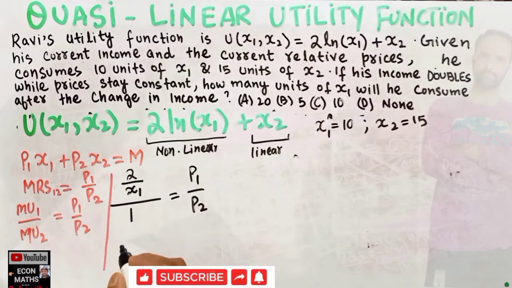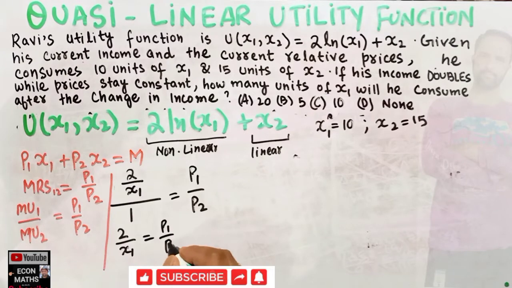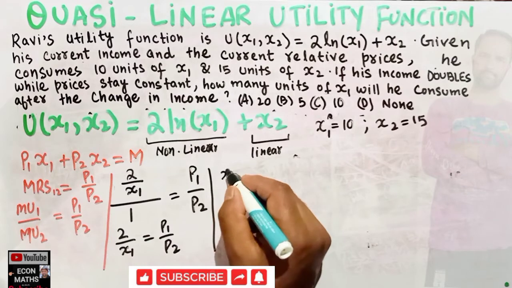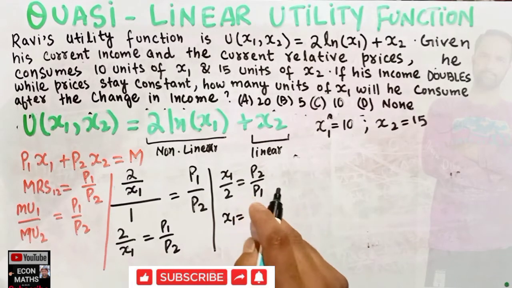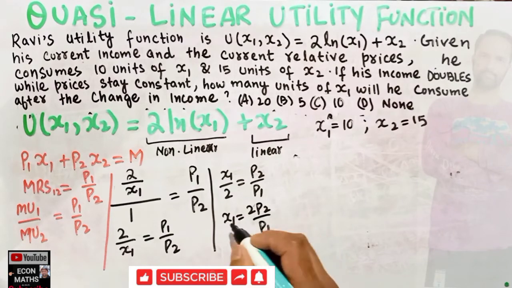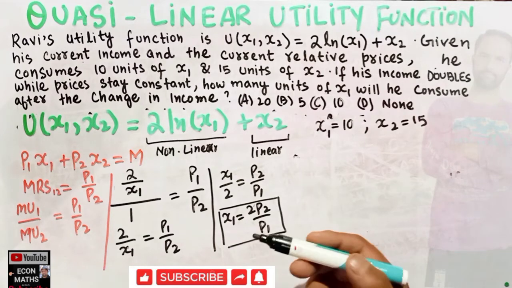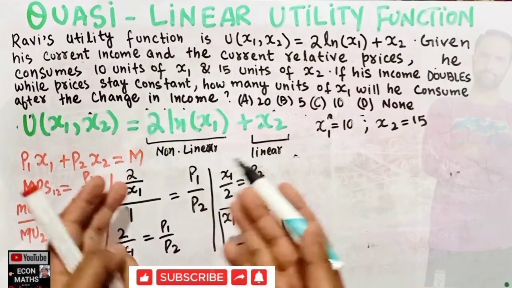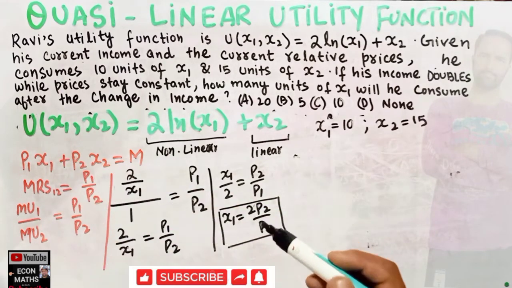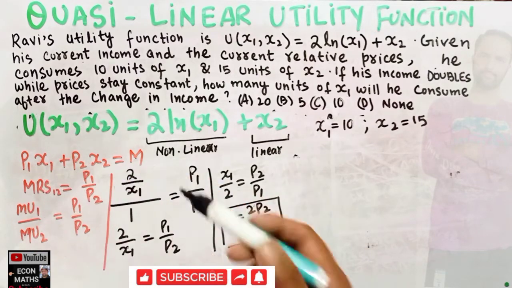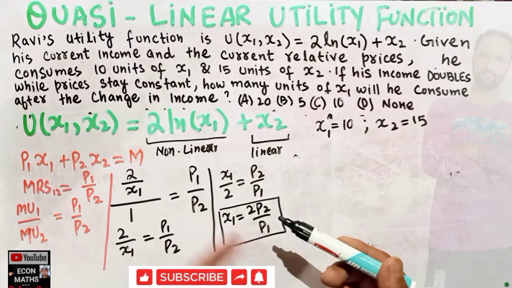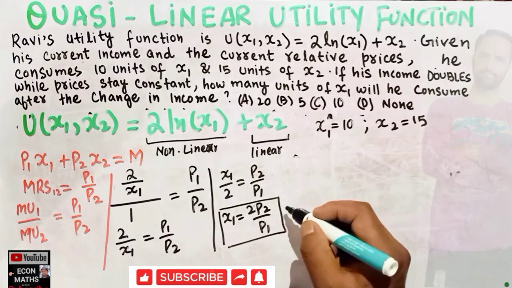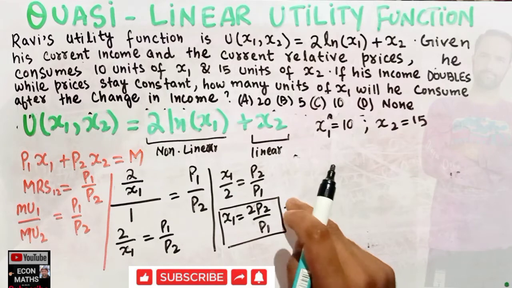So 2 upon x1 is equal to p1 upon p2, or we can take reciprocals on both sides. So x1 upon 2 is equal to p2 upon p1, or x1 comes out to be 2 p2 upon p1. This is the demand function for good x1, and here you can see it is independent of income. If I plug this value of x1 into the budget constraint, we will get the demand function for x2, but the basic idea is that the demand for x1 is independent of income.